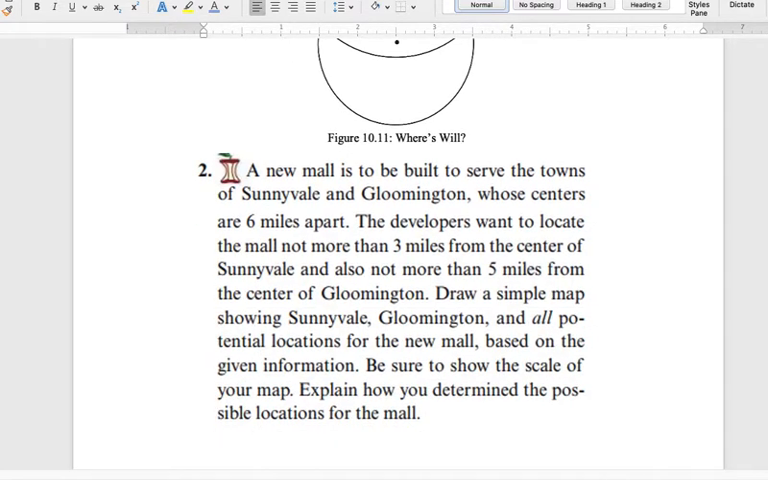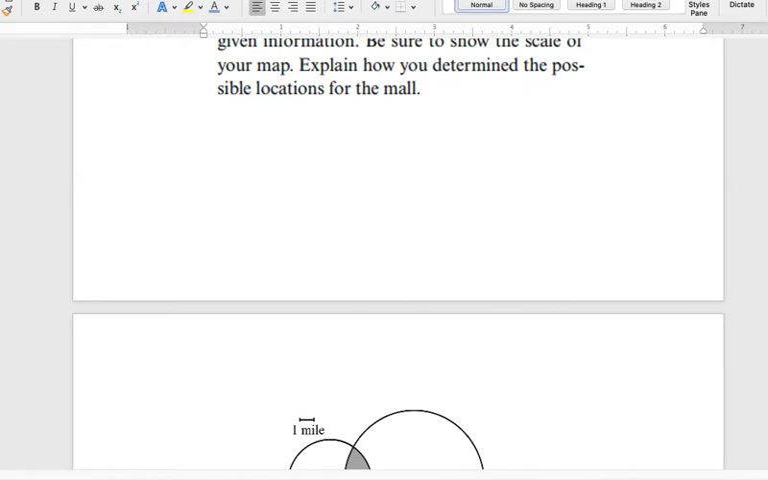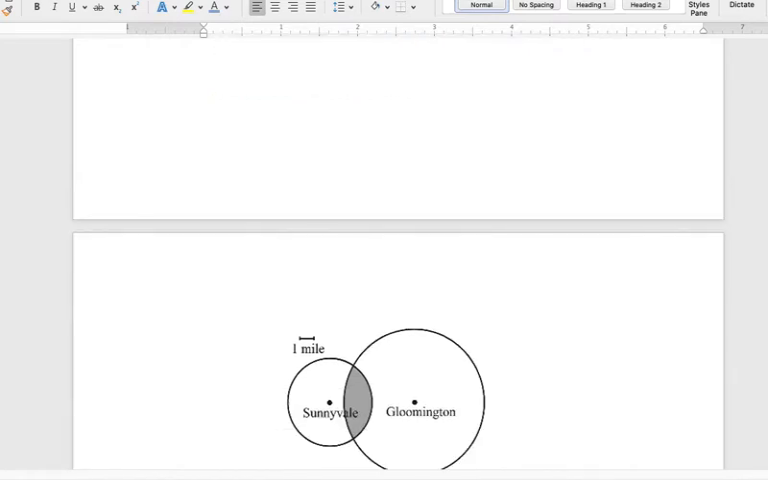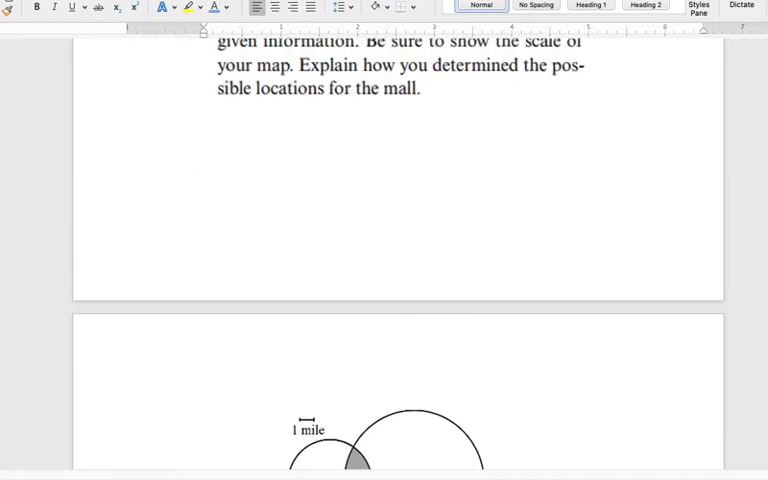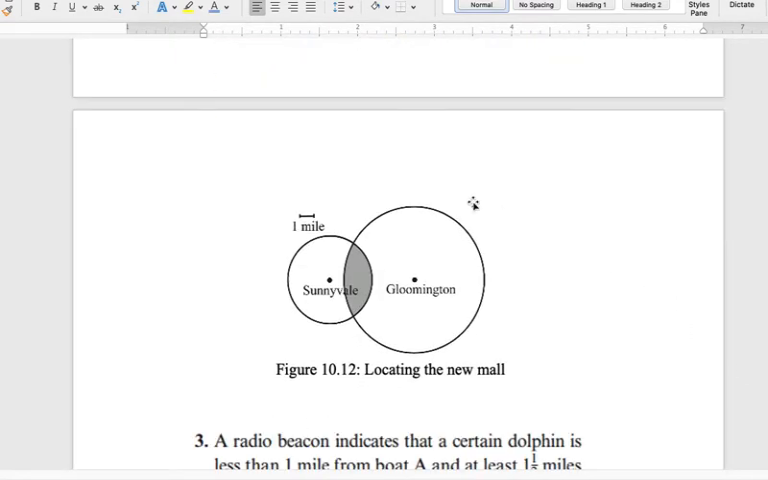The next problem is about a mall. It's going to be built between these two towns. They're 6 miles apart. They want to locate the mall not more than 3 miles from the center of Sunnyvale, and also not more than 5 from Bloomingdale. So what you've got to do is draw them. Here we have the picture, 6 miles apart. Not more than 3 from Sunnyvale, so you draw a circle with a radius of 3 around Sunnyvale, and 5 miles from Bloomingdale, so you draw a radius of 5 around Bloomingdale.